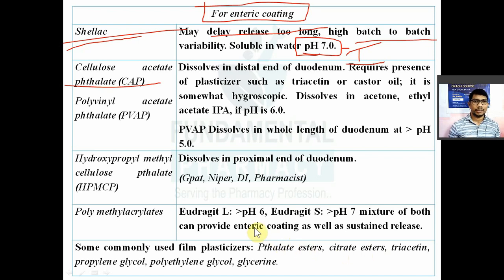Mixture of both can provide enteric coating as well as sustained release. Some commonly used film plasticizers, plasticizer कौन से थे: phthalate esters, citrate esters, triacetin, propylene glycol, polyethylene glycol and glycerin. So they are used as a plasticizer in the film.